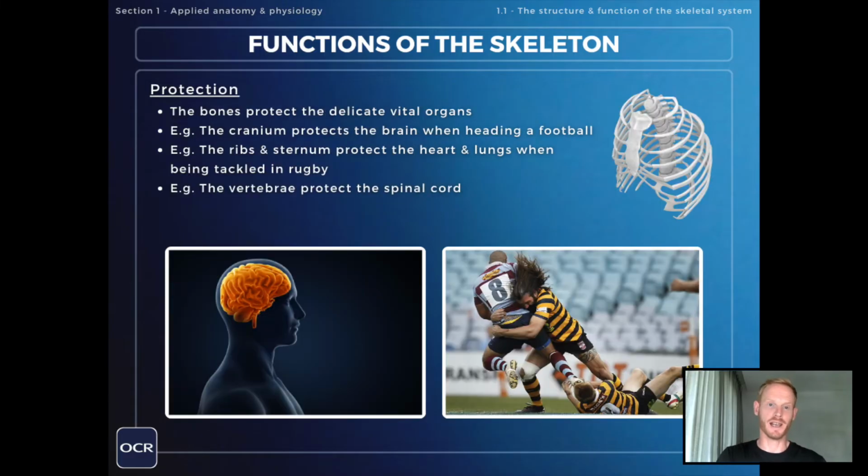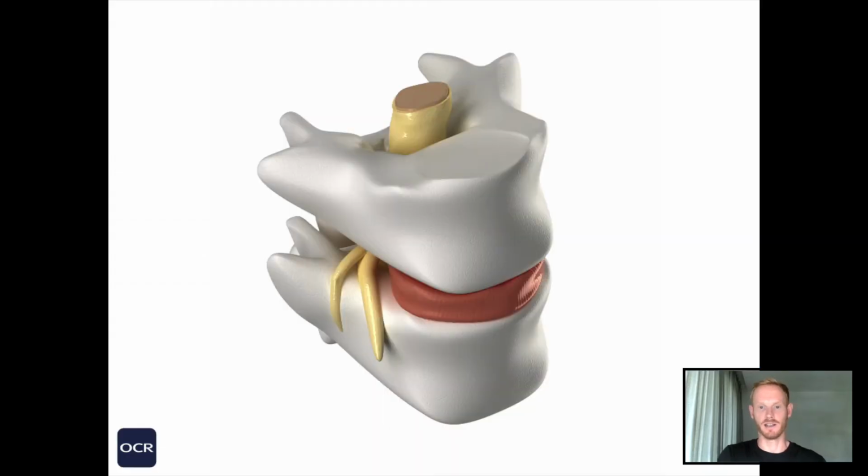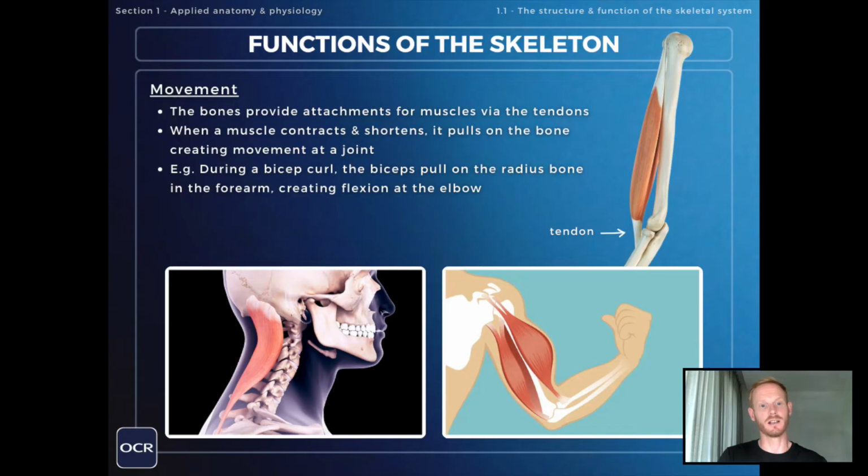Number 3 is protection, which is quite an obvious one. So the bones protect the delicate vital organs. Examples include the cranium, which protects the brain when heading a football, the ribs and sternum, which protect the heart and lungs when being tackled in rugby, and the vertebrae, which protects the spinal cord. And as you can see in this image, we've got a section of spinal cord being surrounded and protected by the vertebrae.